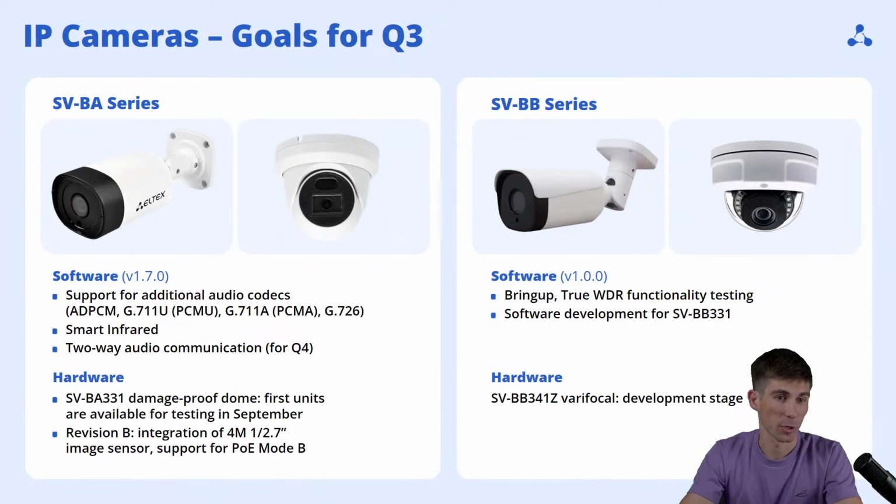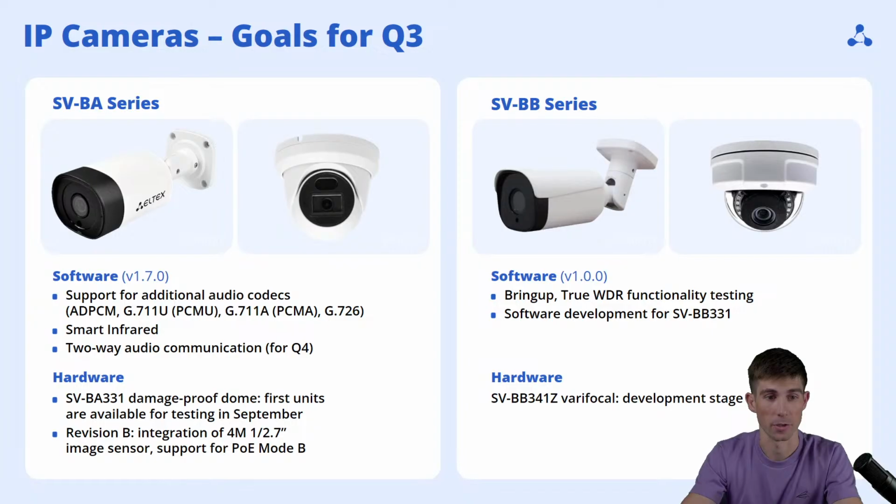Last but not least is the hardware part of the IP cameras. We have two main series. We actually have the SVBA series available and the SVBB series in development. These two have different chipsets they are built on, which is why they have a difference in the letters BA and BB. The BA series is much more mature.